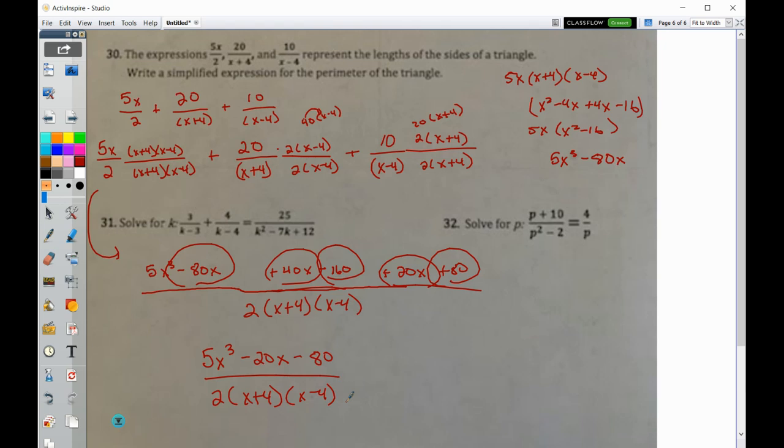Now, the only thing that would be left to consider would be to see if this can be factored. I don't believe it can because of this x cubed, at least not easily. You could possibly take a 5 out of all three of these to make it a little bit simpler. I don't know how simple your teacher wants it, but you could potentially take this 5 out, giving you x cubed minus 4x minus 16. But I just don't know if she would want that or not. You'd have to check with her to see if she wants that 5 taken out as well. Hopefully that's helpful.